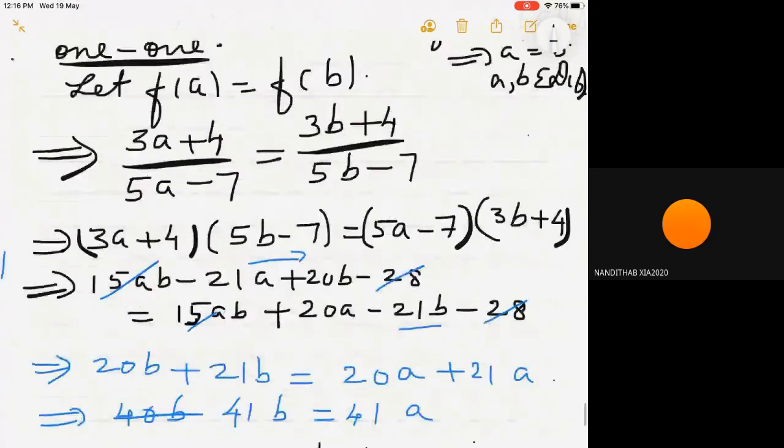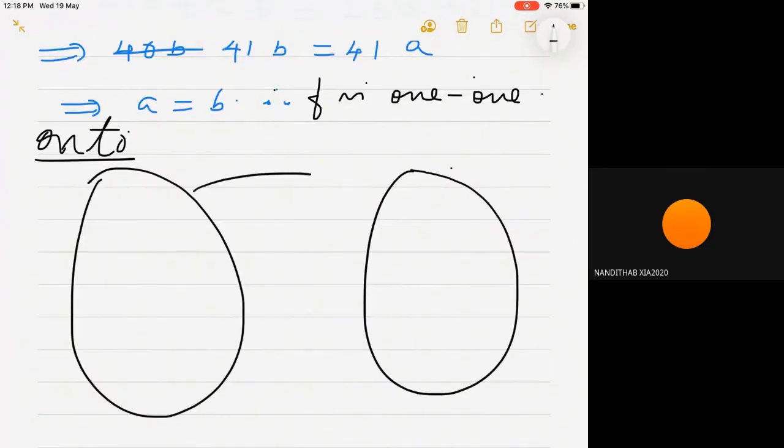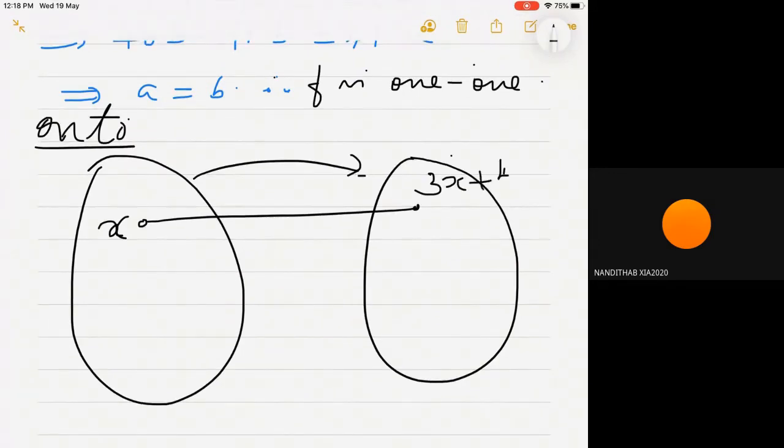So the first part is one-one. Next part, you have to show that f is onto. Your f is from here, your x is here, and its image here is (3x + 4)/(5x − 7).